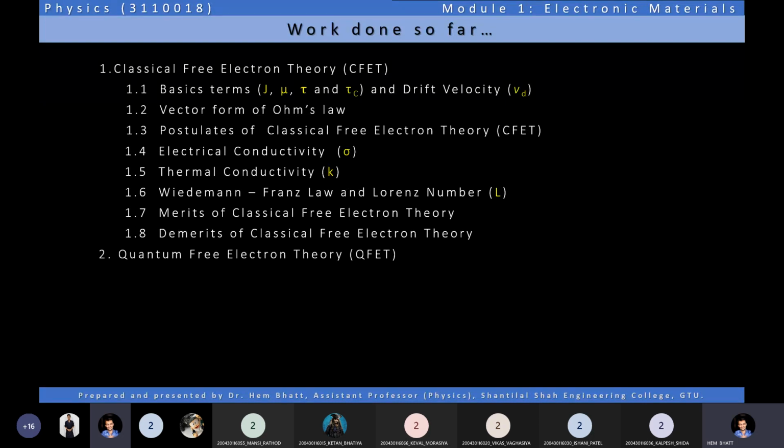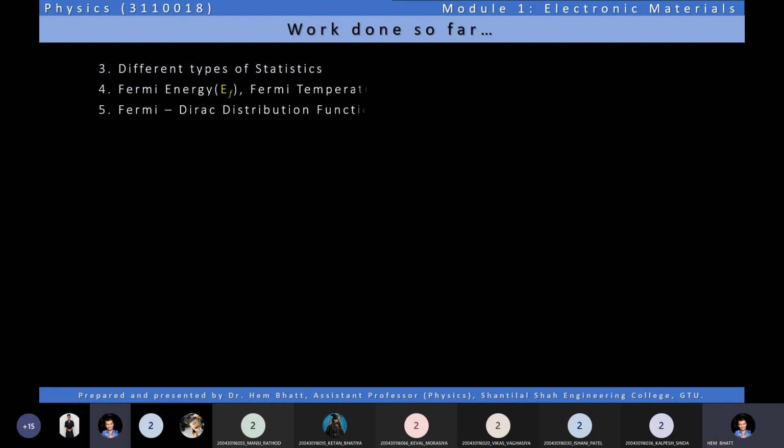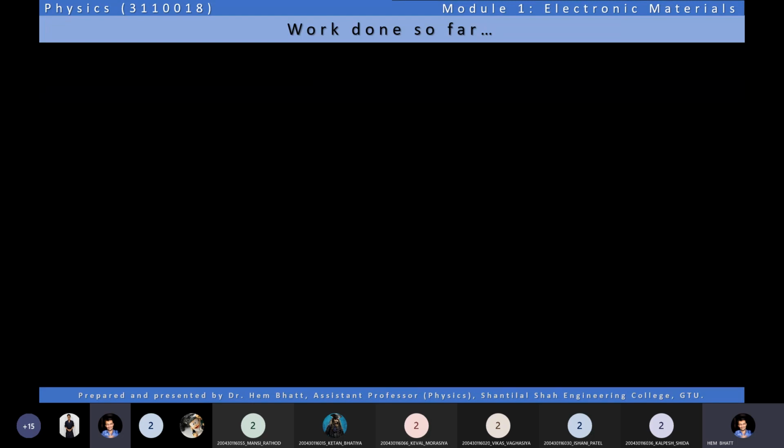Then we had quantum free electron theory, in which again we saw postulates of quantum free electron theory, merits and demerits. After that, we had different types of statistics. We saw Fermi energy, Fermi temperature, Fermi velocity, and lastly, last time we did discuss the Fermi Dirac distribution function.